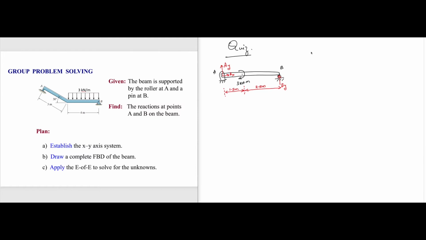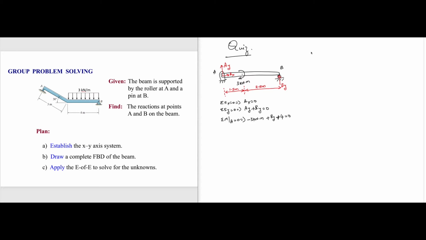To solve this problem, you have to apply equations of equilibrium, which is sigma Fx equal to 0. That implies Ax is 0. And you have sigma Fy equal to 0. That implies Ay plus By is equal to 0, because these are the only two forces. And the sum of moments with respect to A equal to 0 implies you have 3 kilonewton times meter. This is already a moment, so we will not have distance with it. And this is clockwise, so I'm going to write negative. And you have a plus By times 4 is equal to 0.